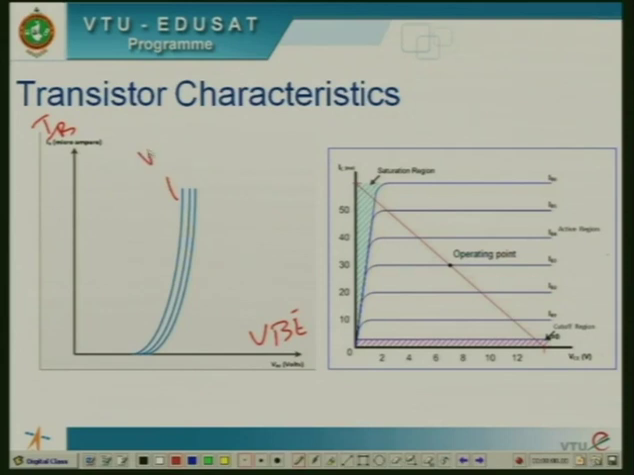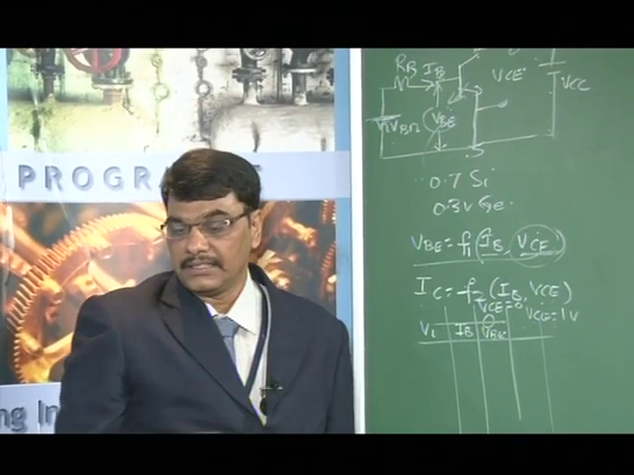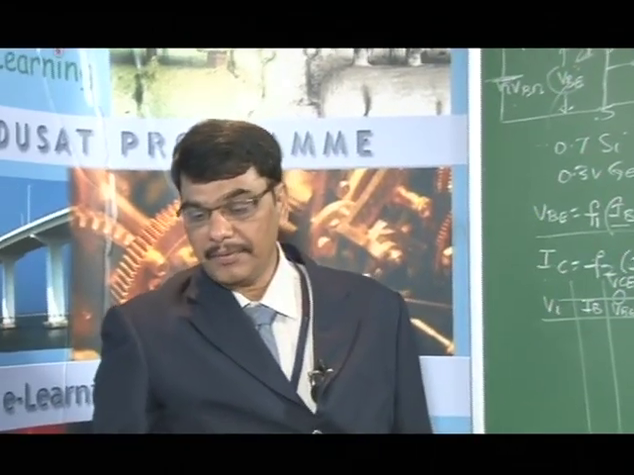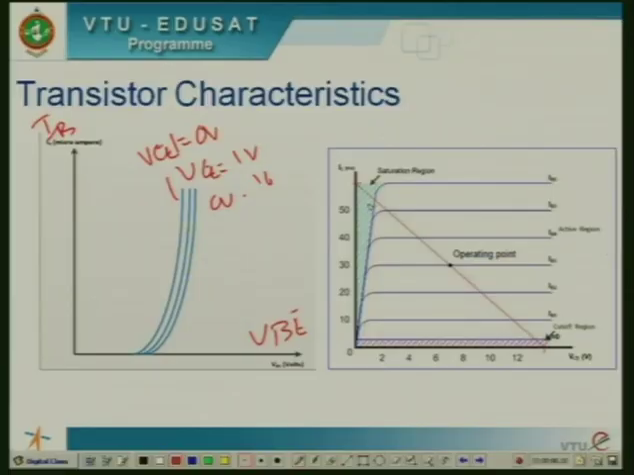Here VCE1 is equal to 0 volts, VCE2 is equal to 1 volt and VCE3 is equal to some 10 volts. As VCE increases, the characteristics are shifted towards higher input characteristics. Similarly, for the output characteristics, you have to plot IC versus VCE, keeping IB constant, and then we can determine the VCE versus IC characteristics.